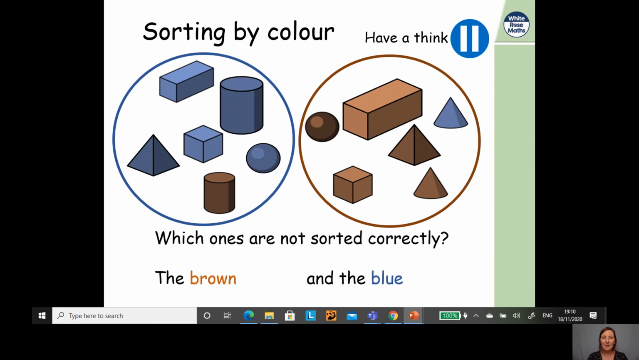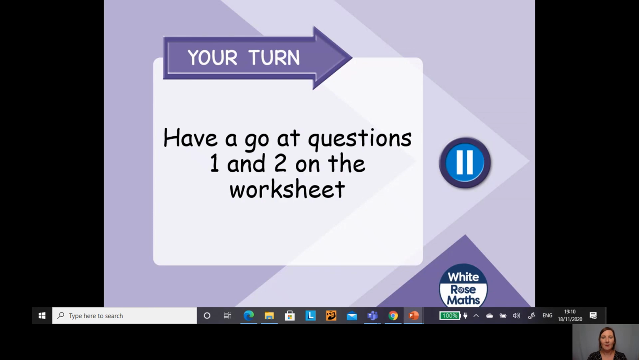Can you help me? Oh, the brown shape that I've put in the blue circle, what shape is that? That's right, it's a cylinder. And the blue shape I've put in the brown circle, what shape is that? Excellent, it's a cone. Well done. You're really good at sorting. Let's swap them over. Now, I want you to pause the video here and have a go at question 1 and 2 on the worksheet.